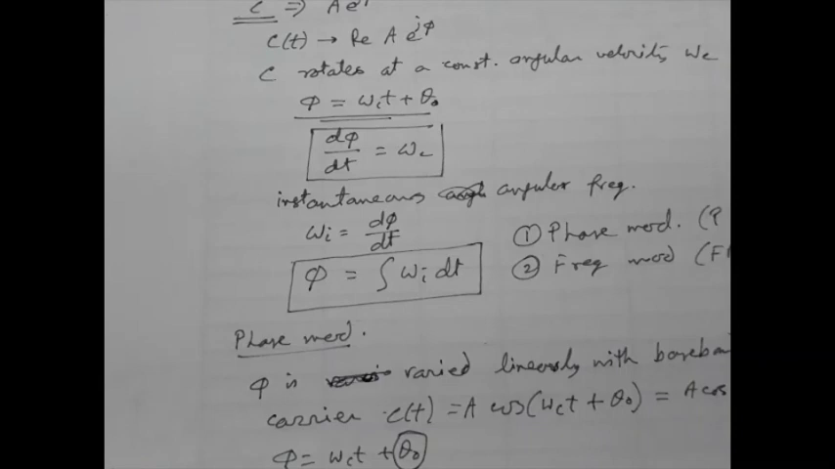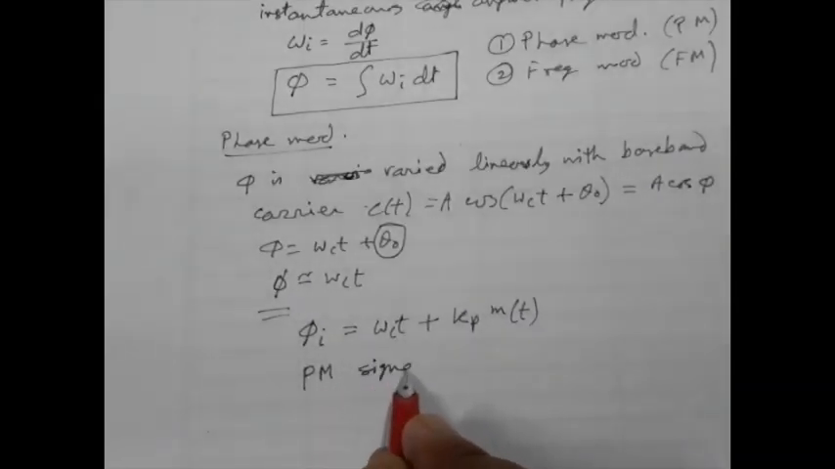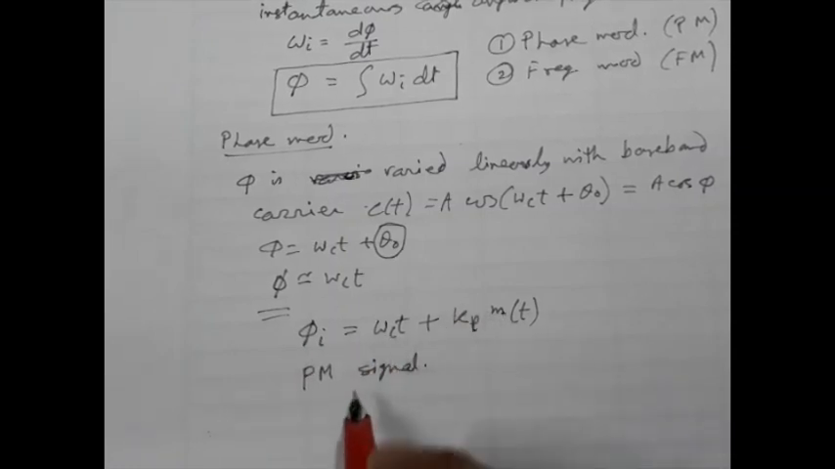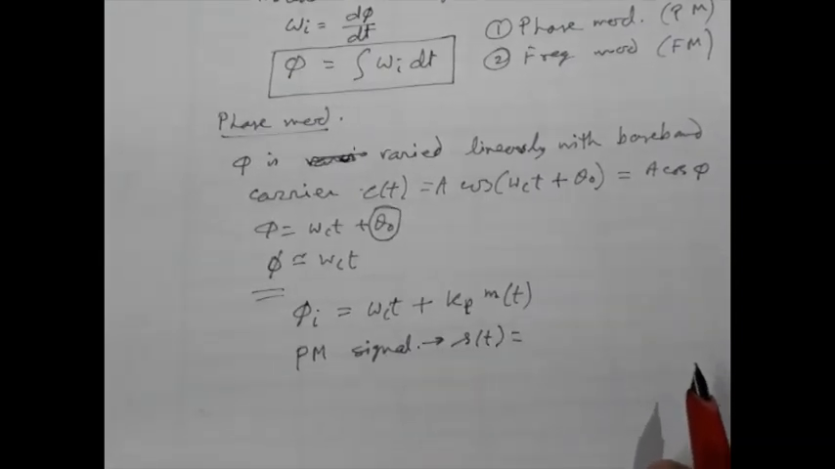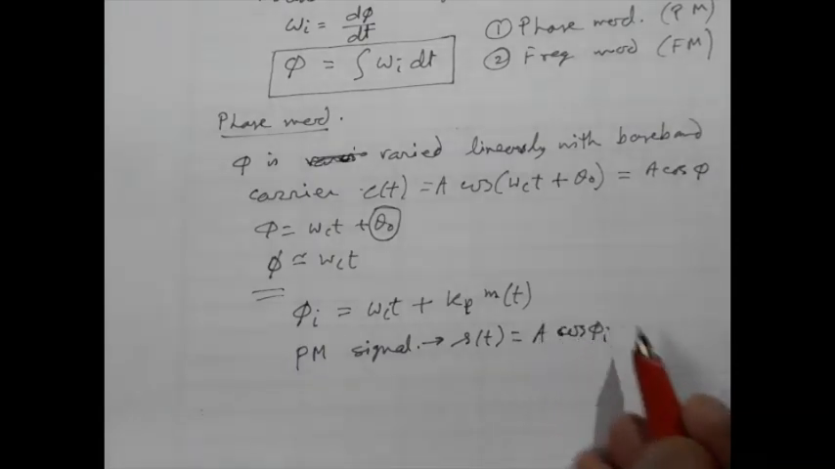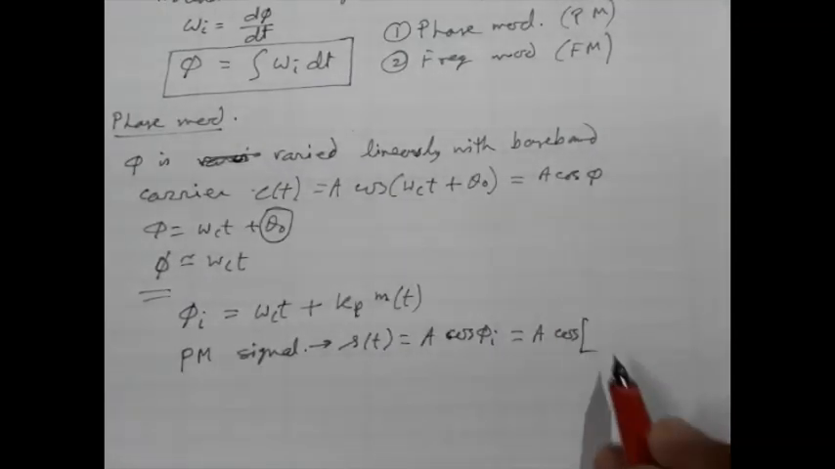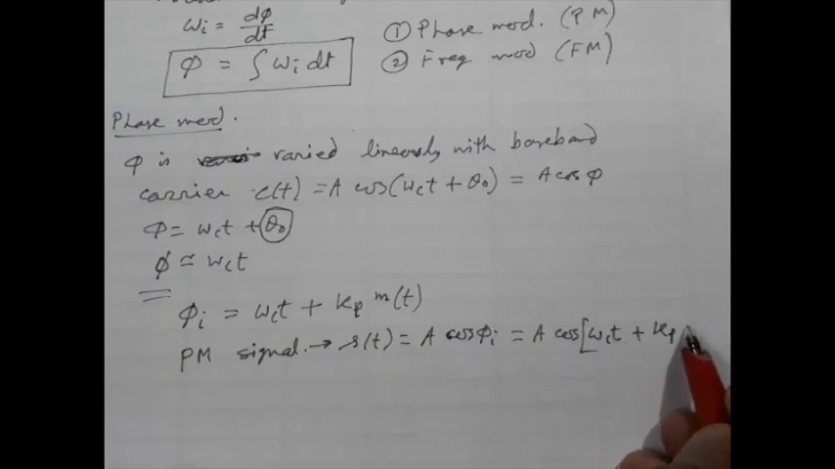So for the phase modulated signal, phi i equals omega c t plus kp times m(t). kp is the phase sensitivity. So the phase modulated signal s(t) can be written as A cos phi i, that is equal to A cos(omega c t plus kp times m(t)).